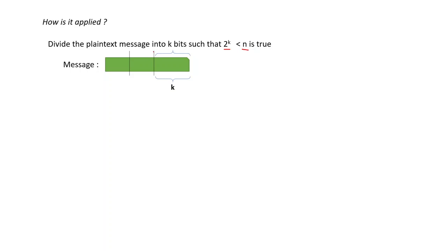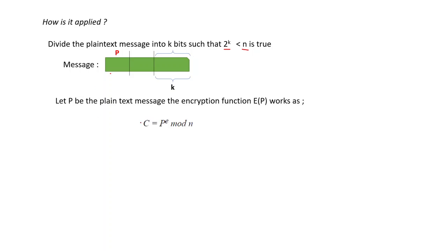So this is a message of k bits, another message of k bits, and so on. Now let us consider this message of k bits, and designate it as p, the plain text message. Now the encryption function works using this formula. This c is the encrypted message and this is the p that the sender needs to send. So p to the power e mod n gives c.